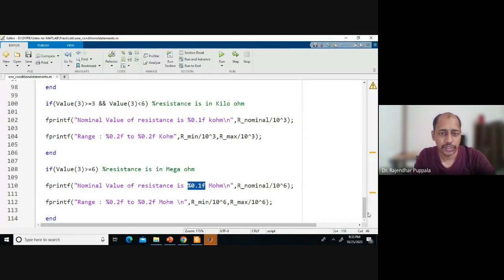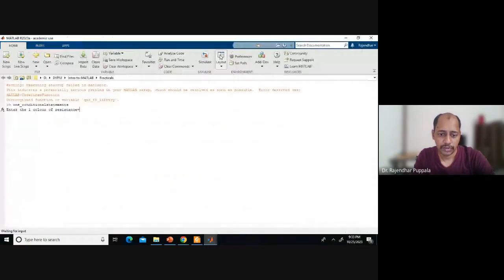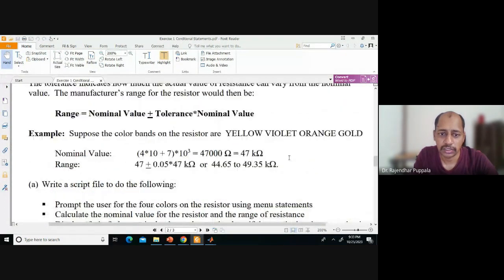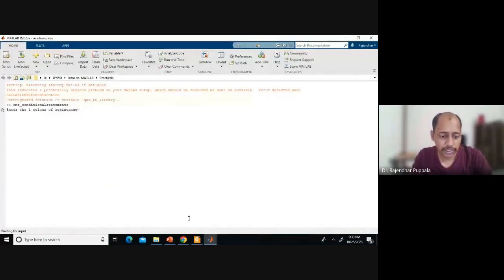Now I will try to run the program. With the given example only, I would like to check whether my program is correct or not. So this is the band: first color is yellow, violet, orange, gold. So the same inputs I am giving.